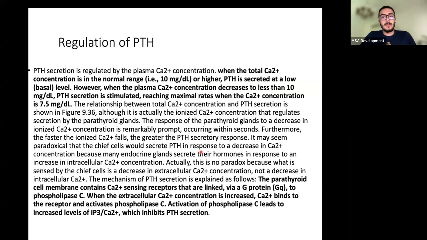This slide basically summarizes what I said, exactly what I said. It does not have magnesium here. Magnesium is in the two coming slides, inshallah. The only thing I might have missed here is that the parathyroid cell membrane contains calcium sensing receptors, the ones I talked about. They are linked via G protein to phospholipase C. Let's read it. When the extracellular calcium concentration is increased, calcium binds to the receptor and activates phospholipase C. The activation of phospholipase C leads to increased levels of IP3 and calcium, which inhibits PTH secretion.